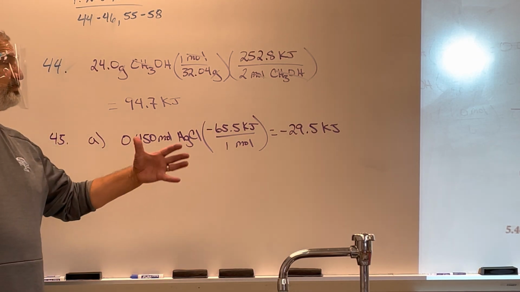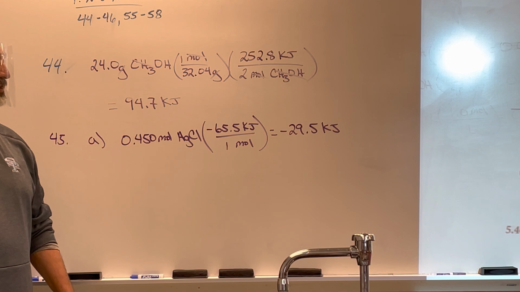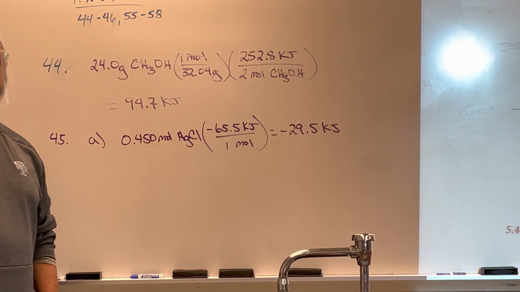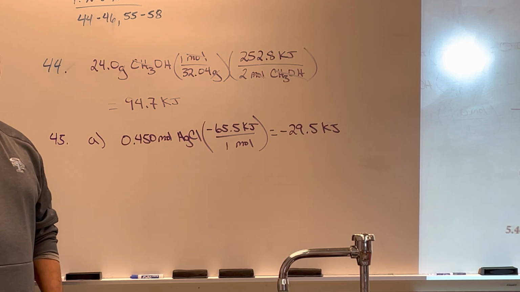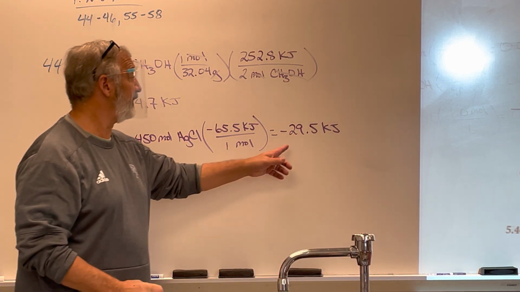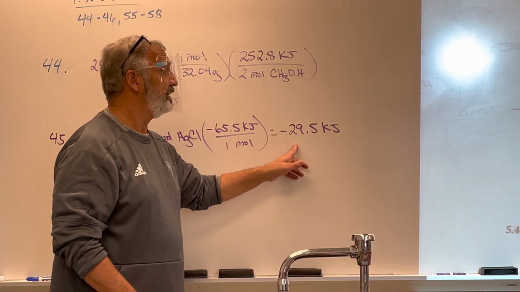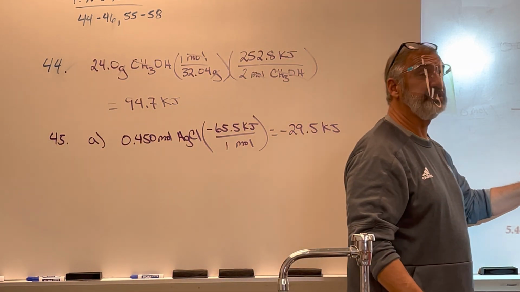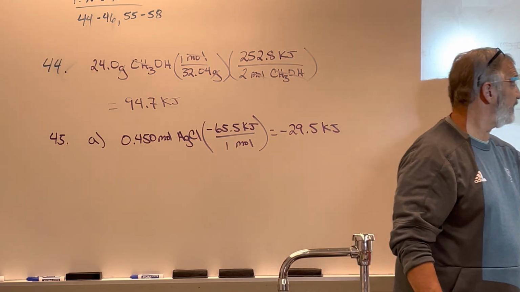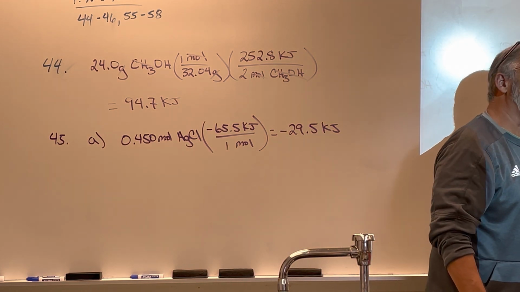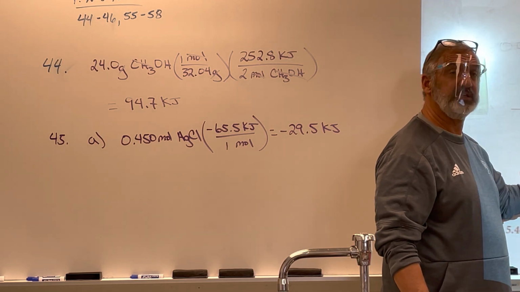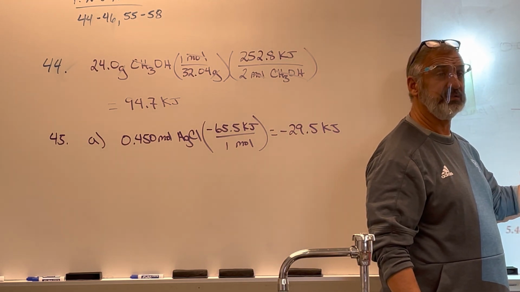Exothermic. So what do we expect to happen to the solution when I put Ag plus and Cl minus in there together? It gets hot. Okay, temperature goes up. It's exothermic. That heat that's being released by the reaction, it's the lattice energy. We talk about how much energy it takes to break the AgCl, but that's the energy you put in. The same amount of energy is released when it comes back together.